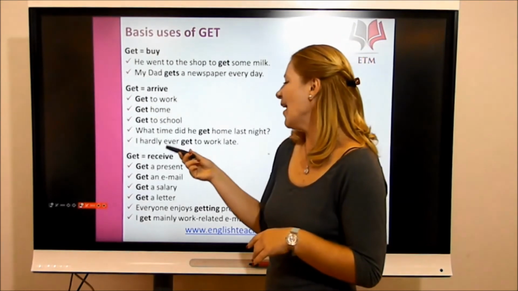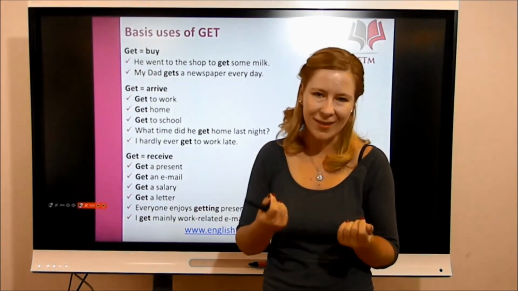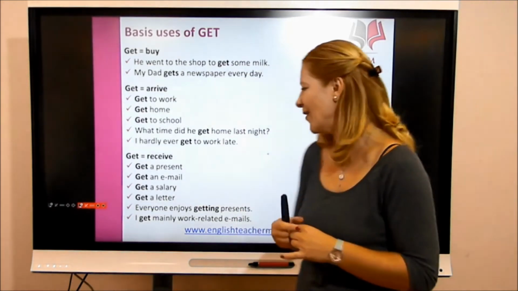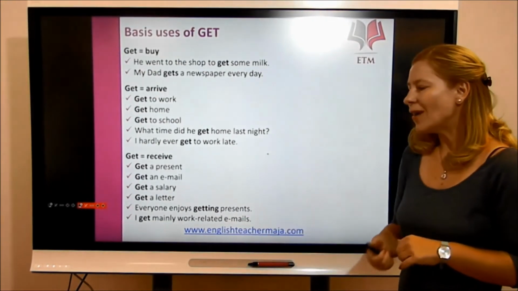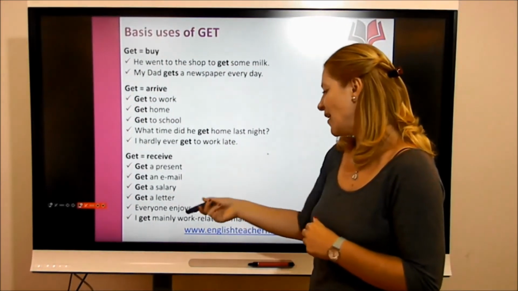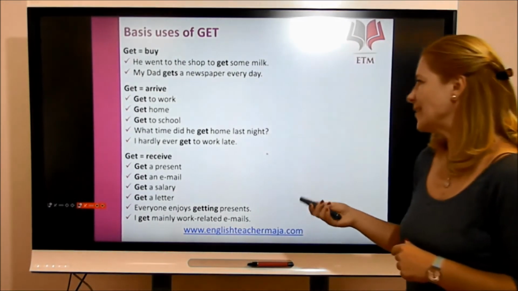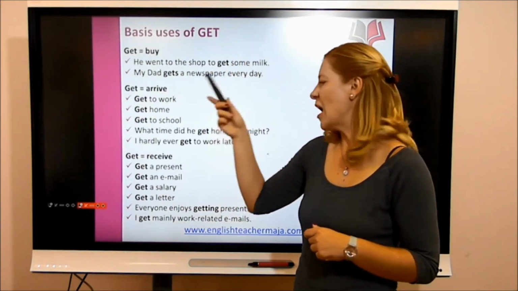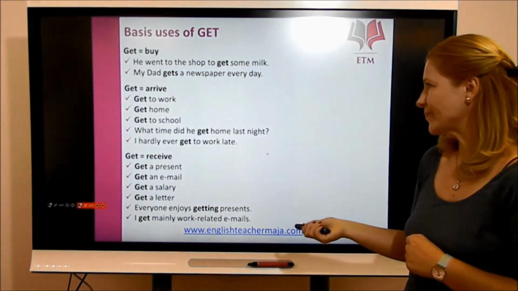Okay, then we have get, which means receive. So you could get a present, get an email, get a salary at the end of the month. Okay, so my sentences for you. Everyone enjoys getting presents. I get mainly work-related emails. Okay, so remember that get means buy, arrive, receive. So different meanings.